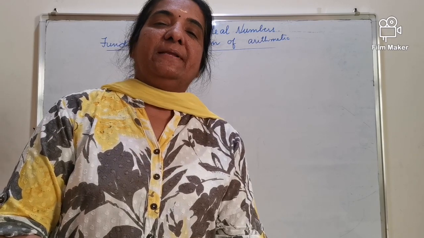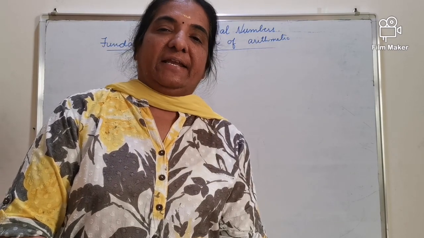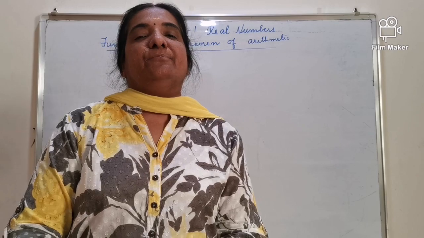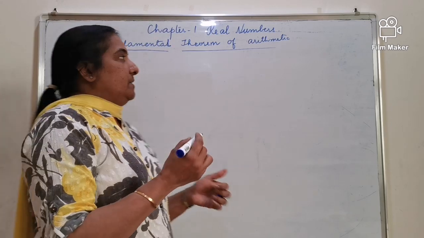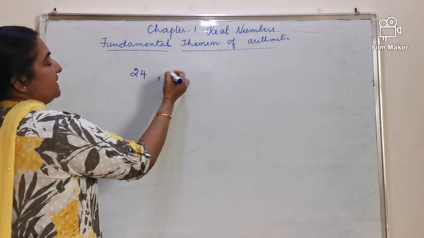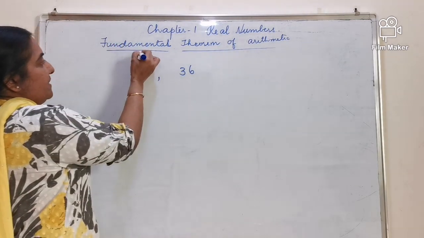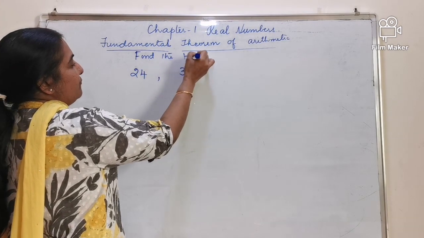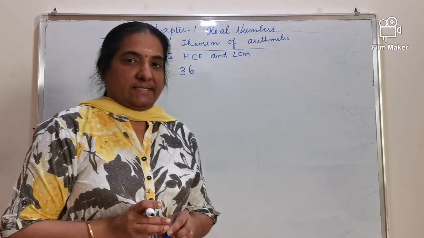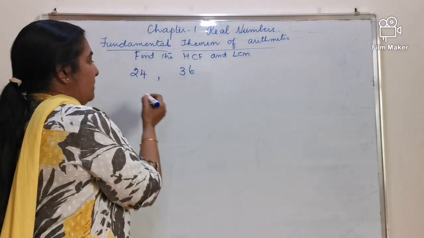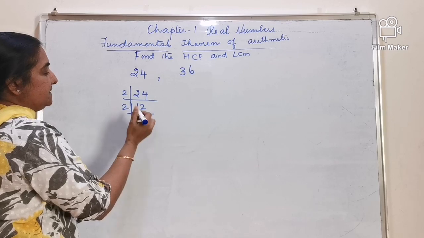The only difference is that you will be listing the factors as powers and deriving the rule for finding the HCF and LCM of 2 or more numbers. Take the example of 24 and 36. You are finding the HCF and LCM of 24 and 36. Step 1, 24 and 36 will be expressed as the product of prime factors.